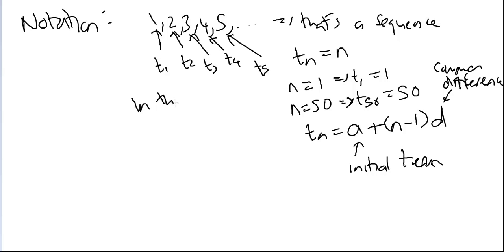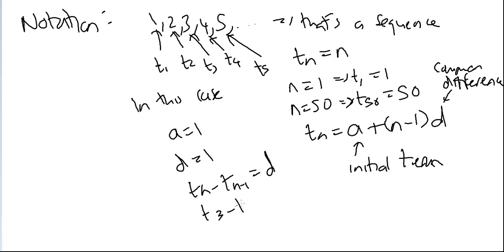So in this case, a is equal to 1, because that's our initial term, and d is equal to 1. And we're doing that because you can see from the sequence that the difference is 1. And you could also work it out, because if you take any two terms, we know that Tn minus Tn-1 is equal to d. So the third term minus the second term is equal to 3 minus 2, and that's equal to 1. So that way we could just work out what d is.